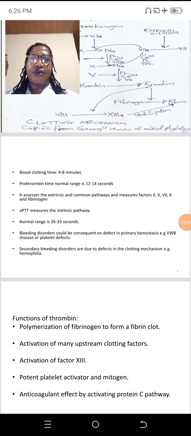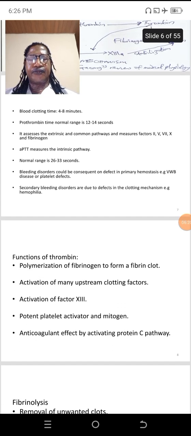Prothrombin time assesses the activity of the extrinsic and common pathways, and it measures factor 2, factor 5, factor 7, factor 10, and fibrinogen, whereas activated partial thromboplastin time measures the intrinsic pathway.